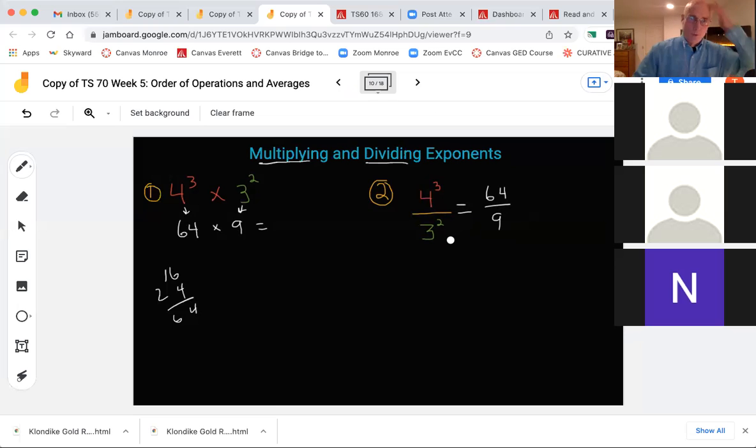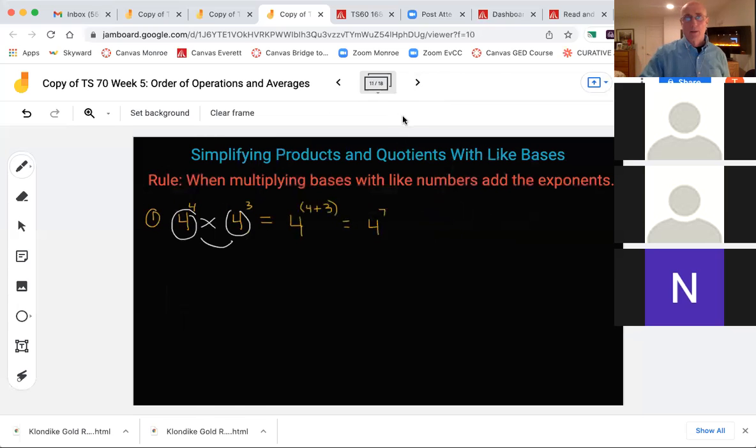So in that case, we just do the math first and then multiply the answers to get an answer. So when you have different bases, you have to do the math first. But when you have the same base, like we just showed you here, you keep the base the same and add the exponents and put that as my new exponent, 7 in this case. You can do that when you have the same bases.